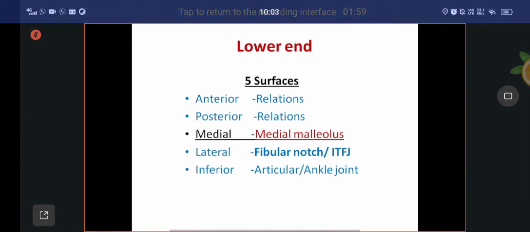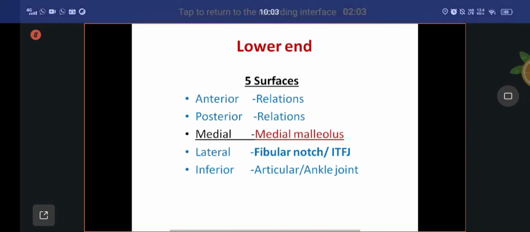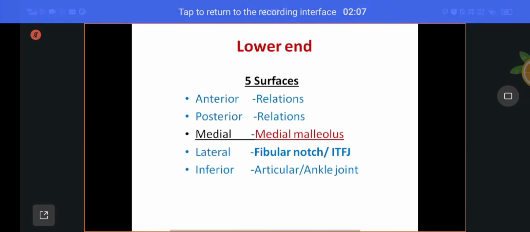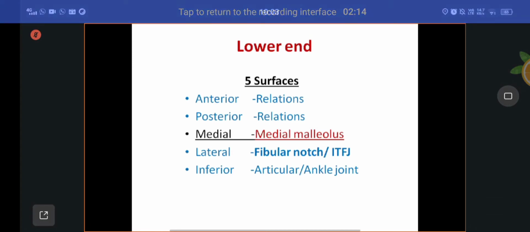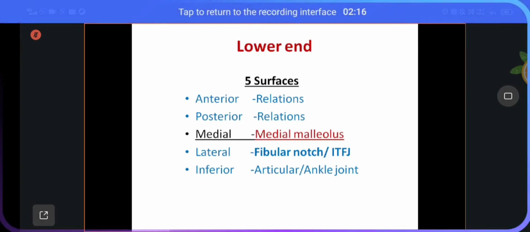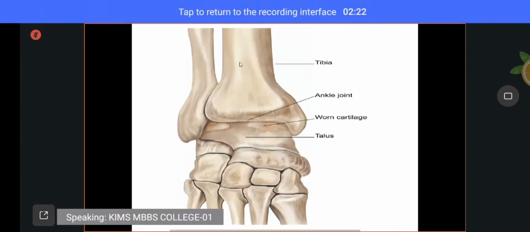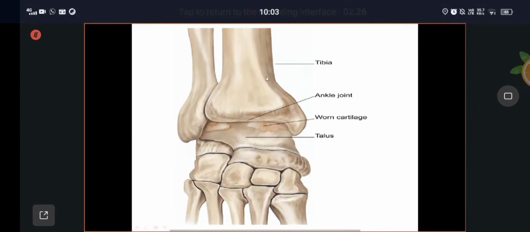And inferiorly, this surface is articular surface that articulates with the talus, that is the tarsal bone, and to form ankle joint. Out of 5 surfaces, 2 surfaces will form the joints, lateral surface with fibula to form inferior tibiofibular joint. It is a syndesmosis type of fibrous joint. The inferior surface is articular, articulates with the talus to form ankle joint.